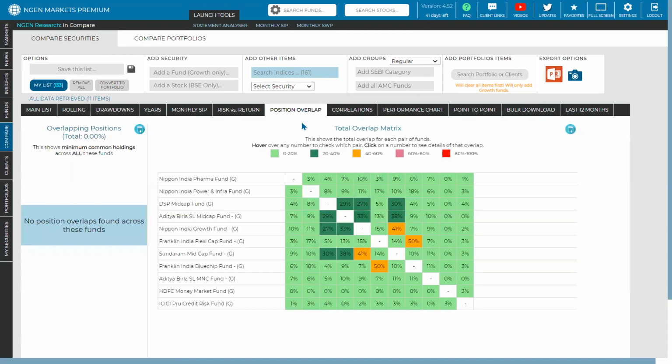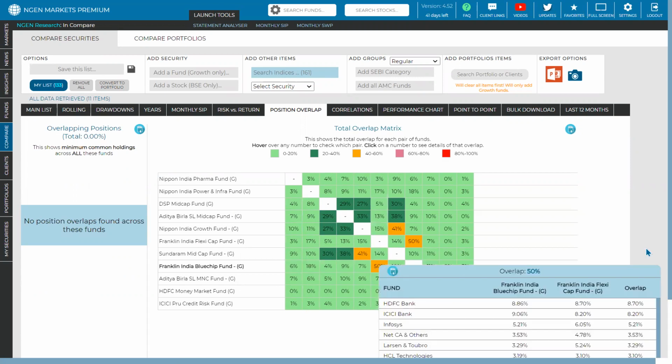And here, once you click on it, you can definitely see quite a lot of diversification, but there is still a concentration. The concentration here is one which we already recognized before. One of them is Franklin India Blue Chip versus Franklin India Flexi Cap. They are 50% positionally overlapped.